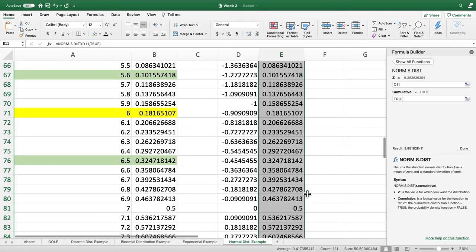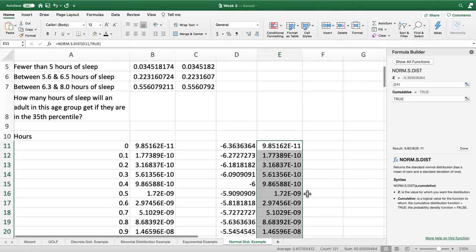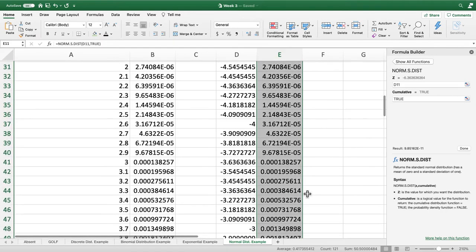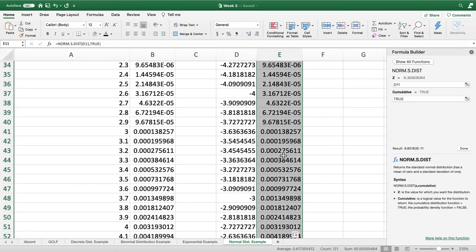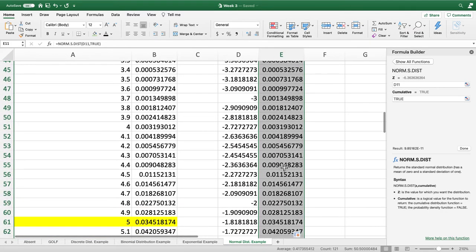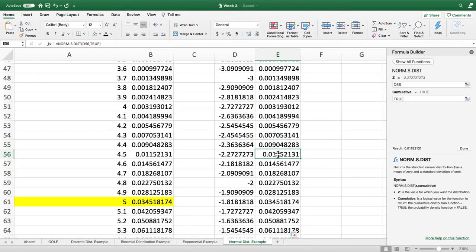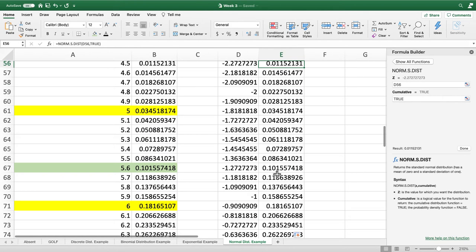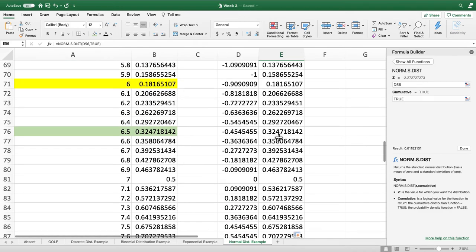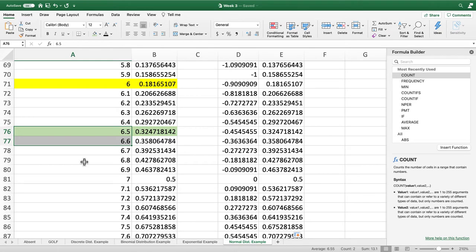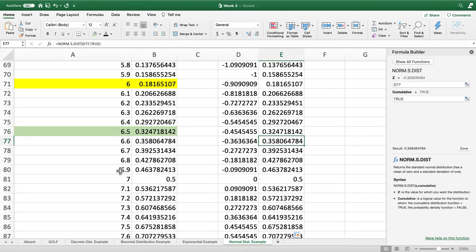And what we are looking for is, where does this go to the 35th percentile? So if we look right here, we're not even to the first percentile yet. Oh, right there. Between 4.4 and 4.5 hours, we crossed over into the first percentile. So we need to find the 35th percentile. It happens somewhere between 6.5 and 6.6 hours, because here we go from the 32nd percentile to the 35th.